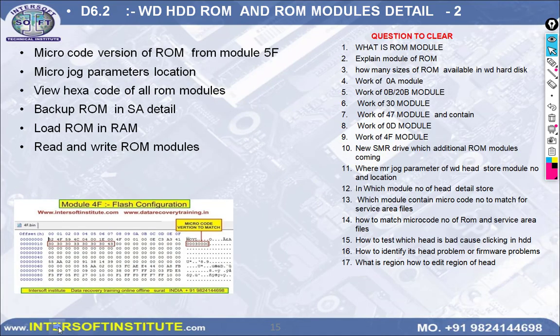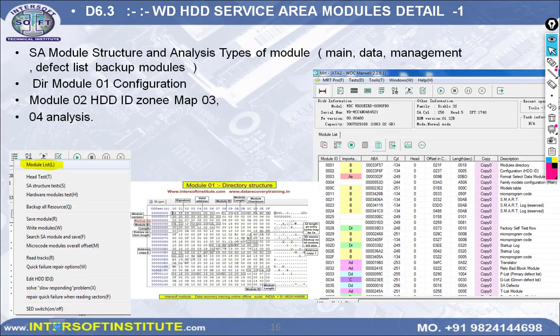Then ROM and ROM modules, question and answer. You also have to clear the questions about the ROM. And backup: where is the backup of the service area, in the service area modules. Then the service area: what is the service area list, module list, head test, read write module. In directory structure we will open the HXD and show you what the locations indicate.